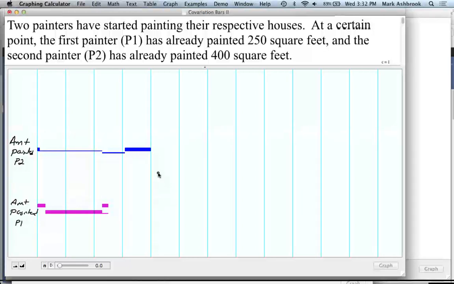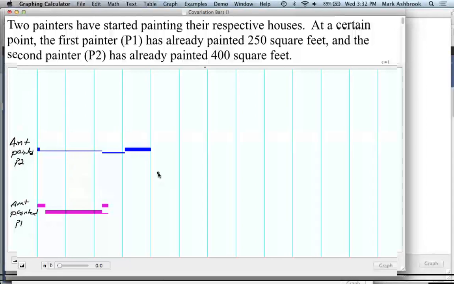Okay. So question: is the total amount painted by painter 2 proportional to the total amount painted by painter 1? Julia, what do you think? Yeah, so far. With the information we have, for every 250 square feet that painter 1 has painted, painter 2 has already painted 400. So for every 250 that painter 1 paints, painter 2 will paint 400. What do you think about Julia's? Right now, that could possibly happen, but we only have one point in time.